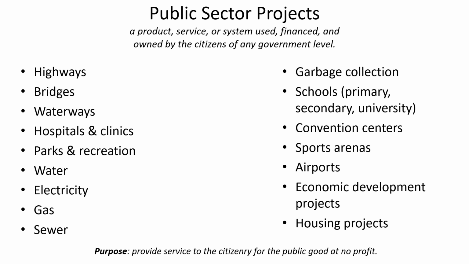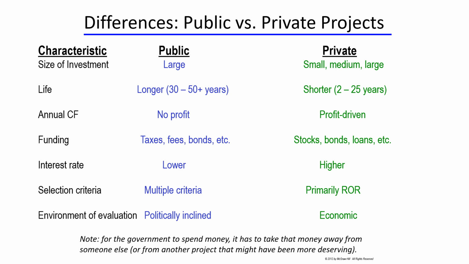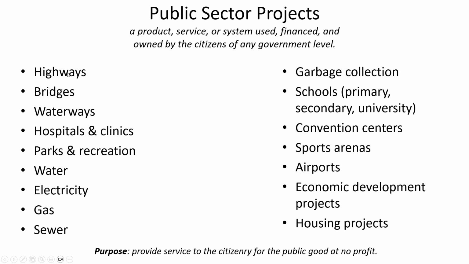So the purpose of public sector projects is to provide services to the citizenry for the public good and at no profit. So here's a table that kind of compares and contrasts what we've been studying so far, which is private sector projects, which are generally smaller, medium, large. The public sector doesn't get involved in small operations like operating a corner store. Usually the government gets involved when there's someone else who won't step in, either because the cost of initiating the project is so high. Like, look at this list. Bridges, highways, very expensive, with long-term payoffs when there is any kind of economic incentive.